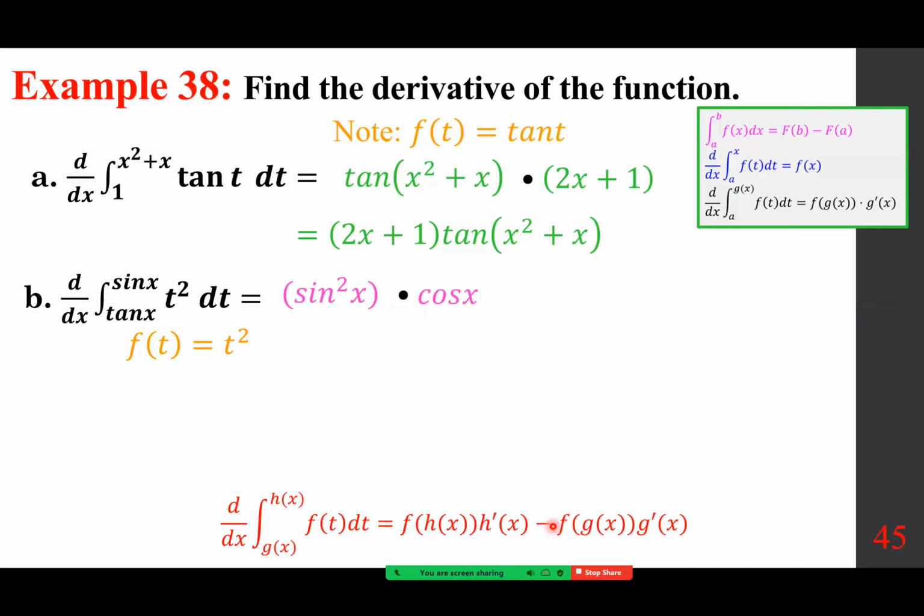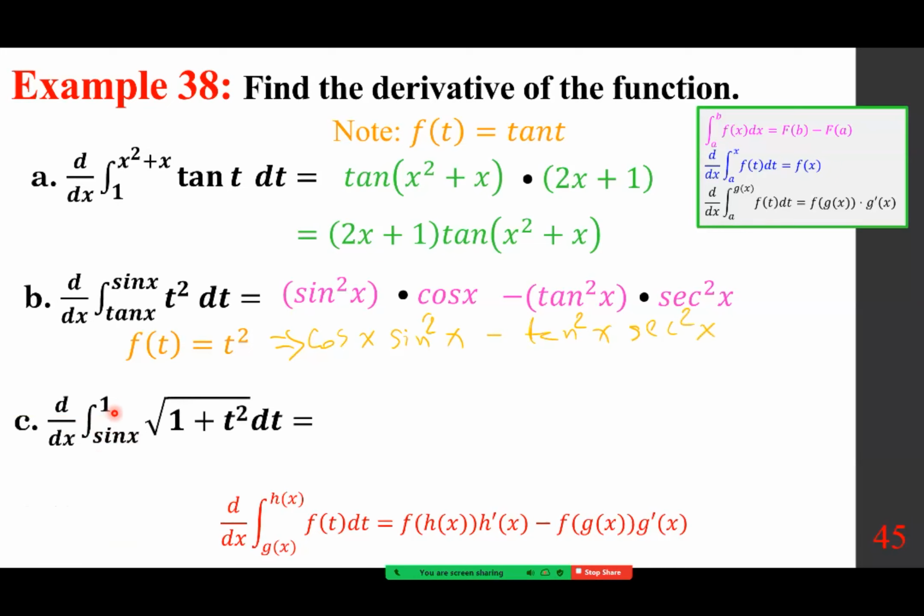And then minus, let's plug in tan x. And then the derivative of tan x is secant squared x. You really don't have to do much. You can leave it like that, or cosine x sine squared minus tan squared secant squared. That's it. I can rewrite it as cosine x sine squared minus tan squared secant squared.